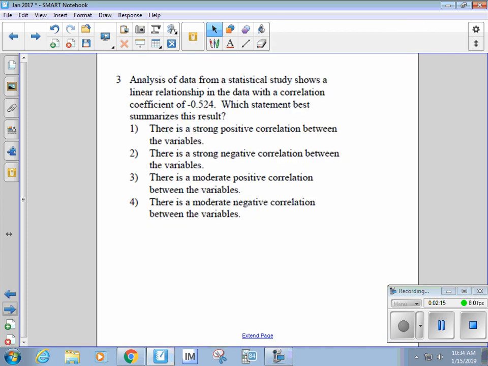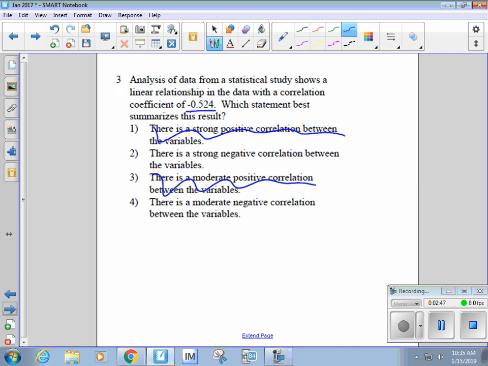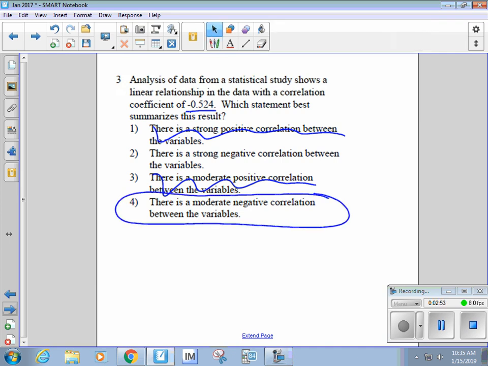Number 3, it says, analysis of data from a statistical study shows a linear relationship in the data with a correlation coefficient of negative 0.524. Which statement best summarizes this result? So it's a negative correlation because it's a negative number. So get rid of the answers that say positive correlation. And now we have to decide, is it strong or moderate? Now, strong would be really close to positive 1 or negative 1, so very close to 1. This is 0.52, so you're only halfway there. So this one would be a moderate negative correlation. Strong would be like 0.9, maybe 0.88, something like that.